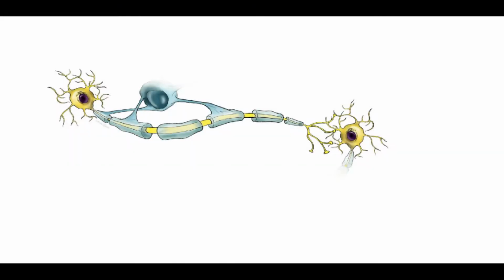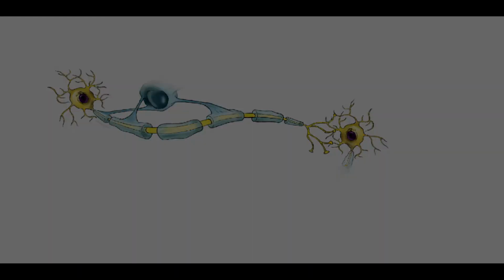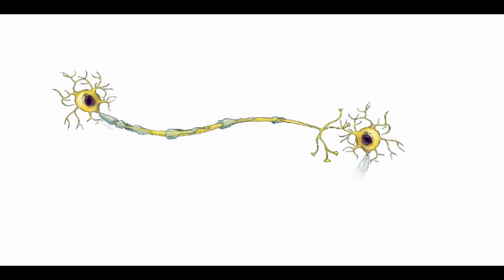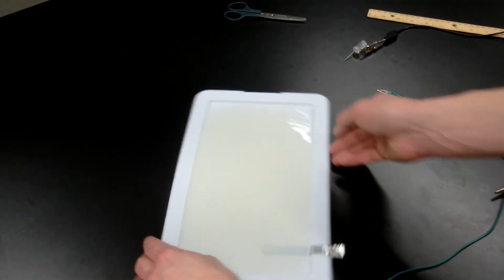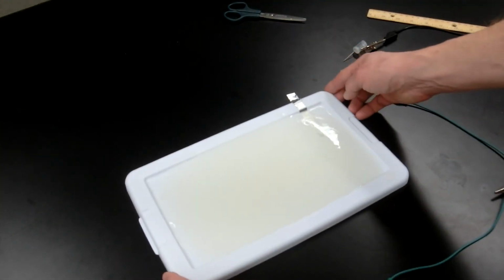Next, we will simulate the demyelination of a nerve fiber. Demyelination occurs when the protective outer sheath of a nerve fiber is degraded, which causes some of the energy of electrical signals to be lost into surrounding tissues. This tray of salted agar will represent the surrounding tissue in which our nerve fiber is embedded.